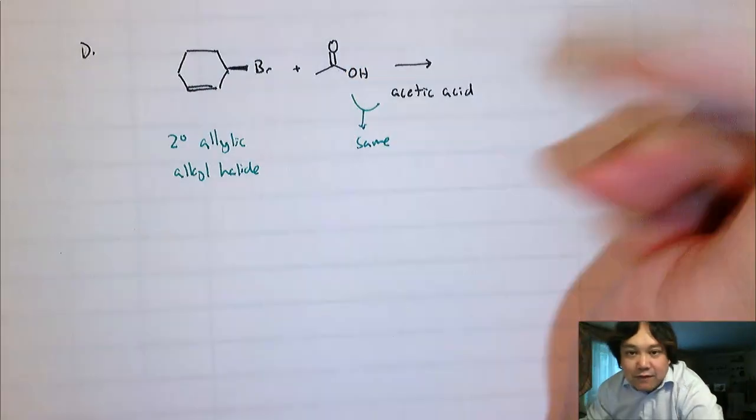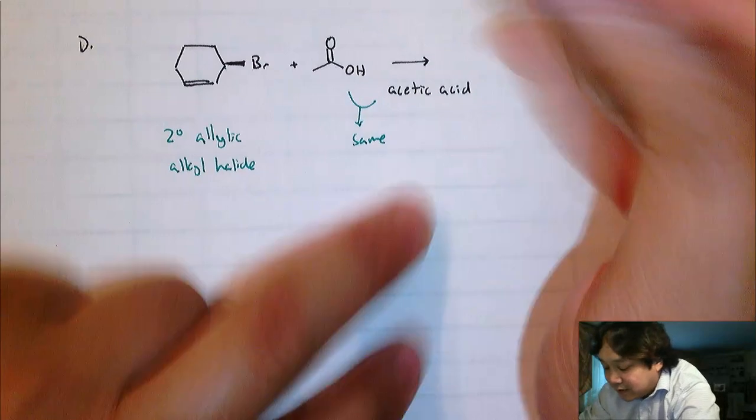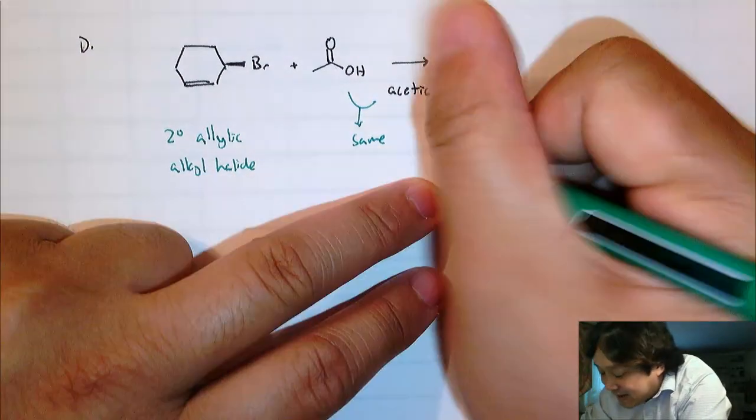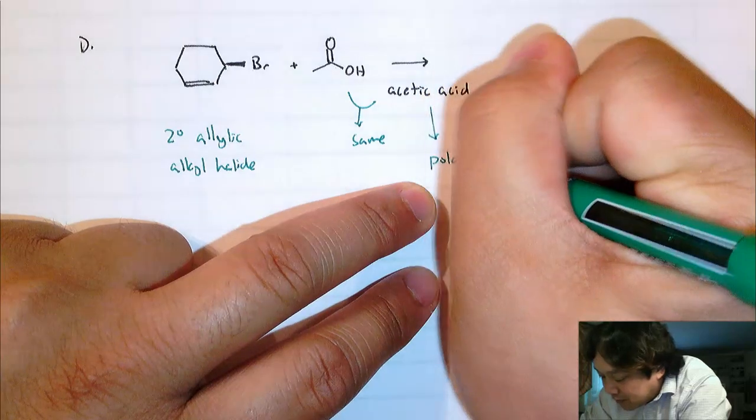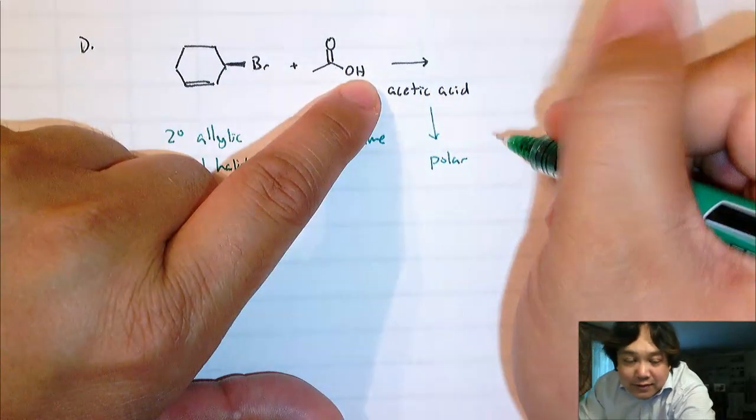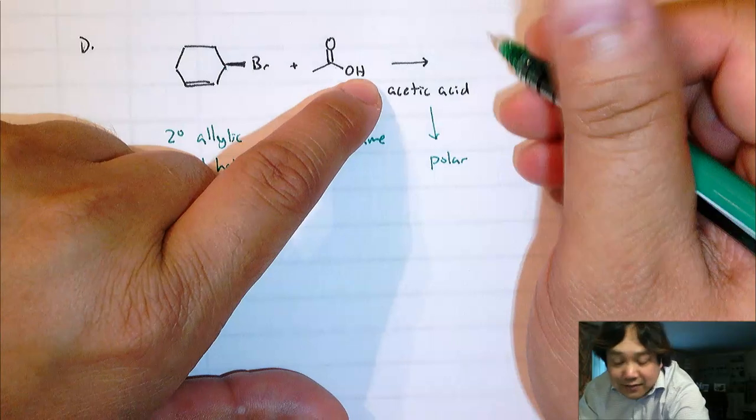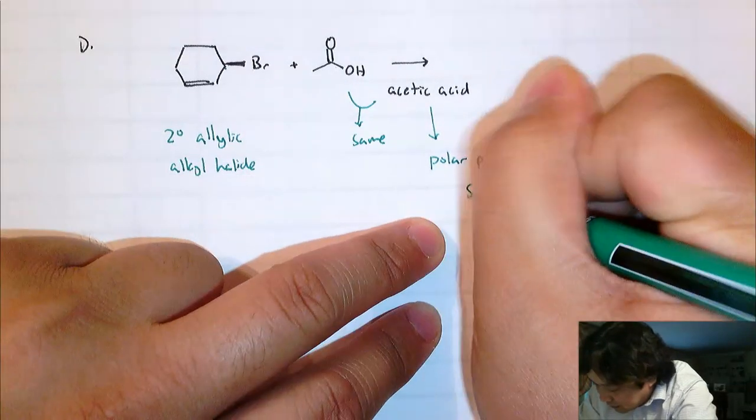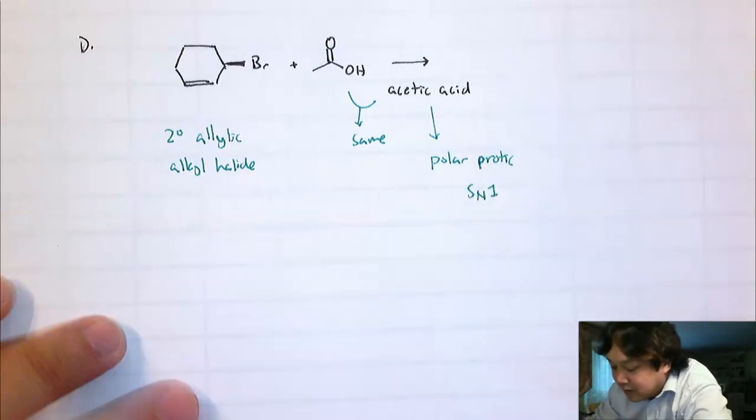Okay, they're the solvent and the nucleophile. The solvent, well, they're the same. Acetic acid is polar and it's protic. That hydrogen is pretty acidic. It's a carboxylic acid, so it's protic. I'm going to put it here already, SN1.